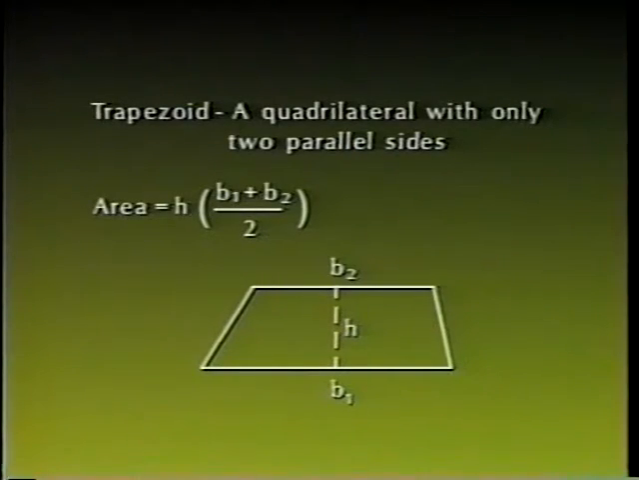Our next figure is a trapezoid. The solution for the area of a trapezoid is h times the quantity b sub 1 plus b sub 2 over 2. The b sub 1 plus b sub 2 over 2 will give you the average length of the bases times the height.